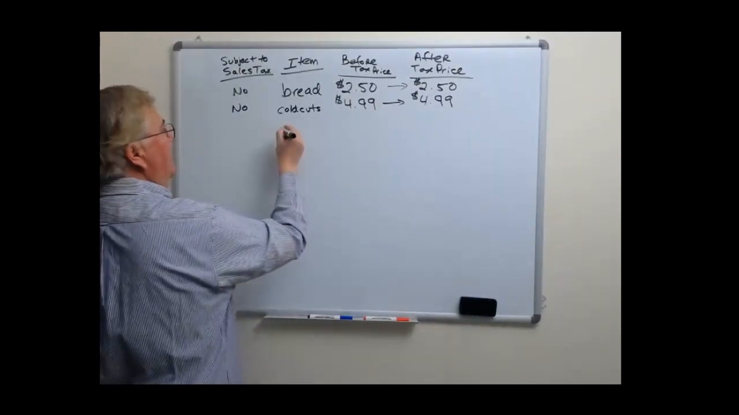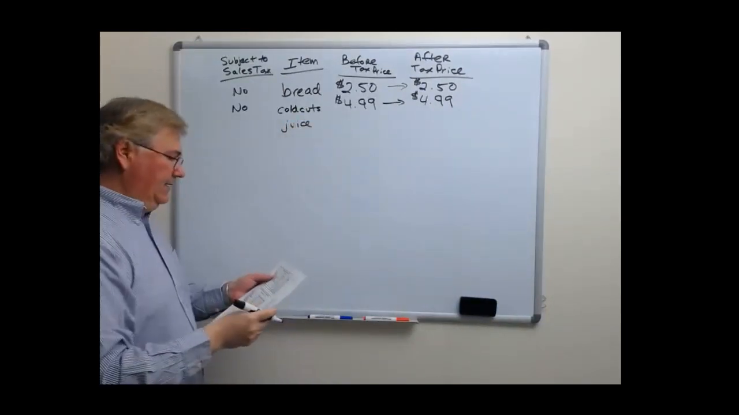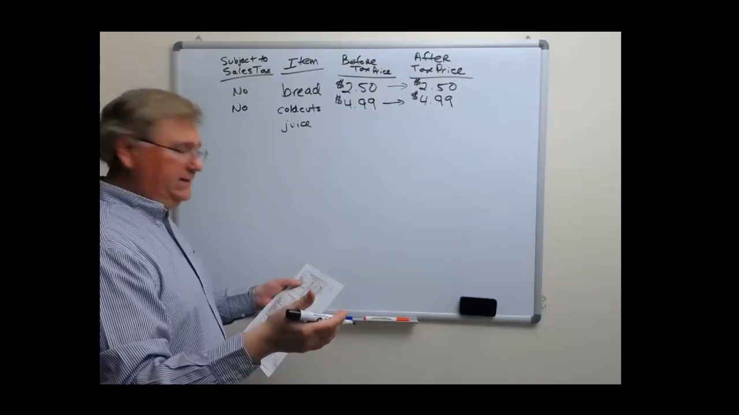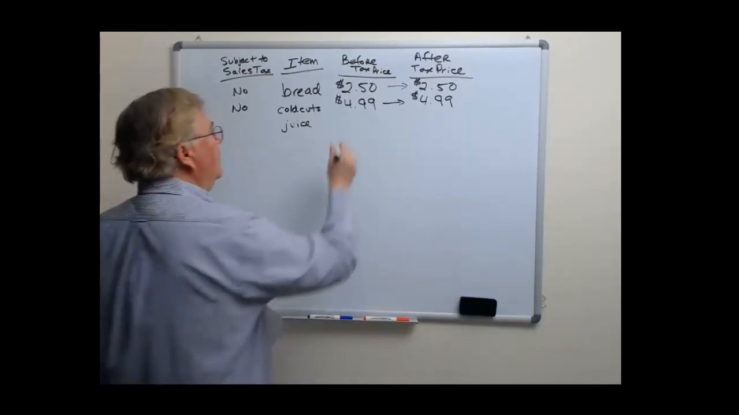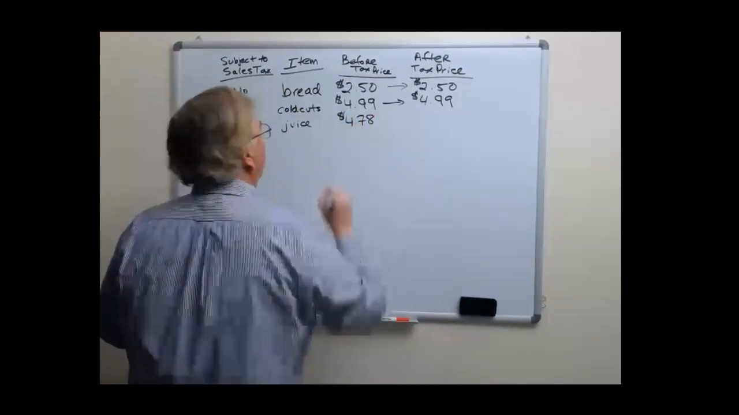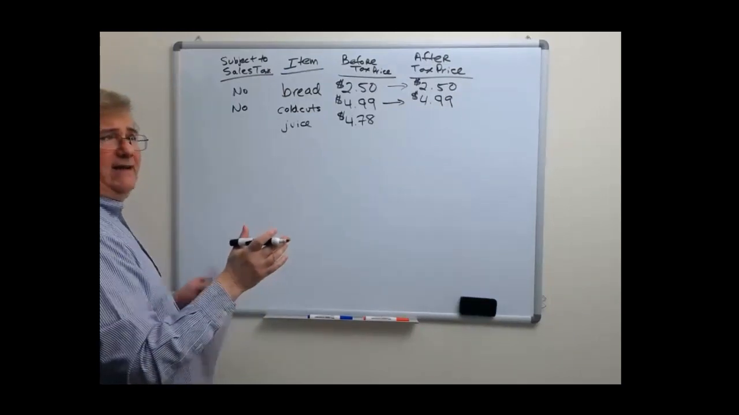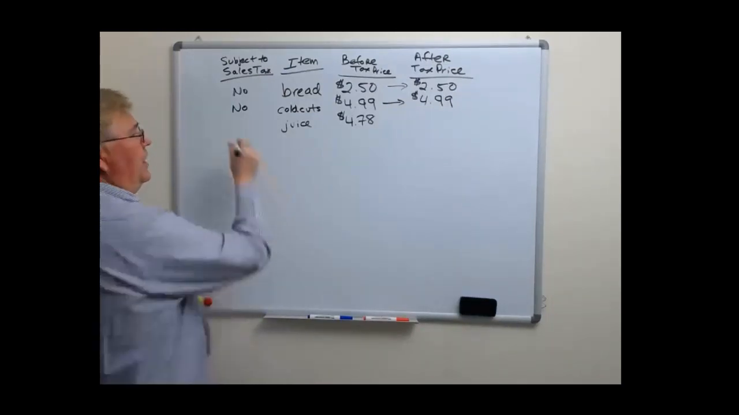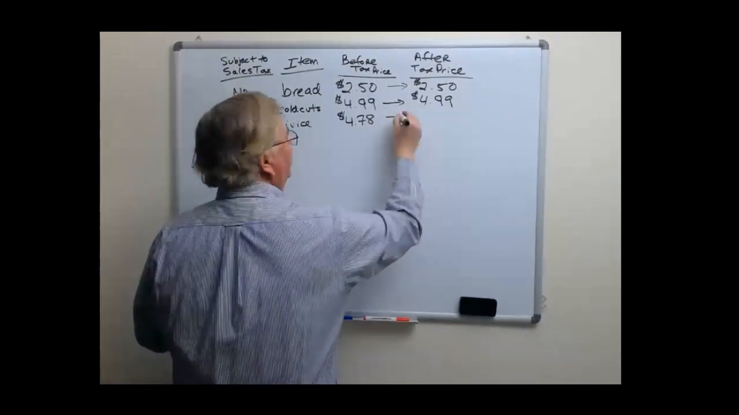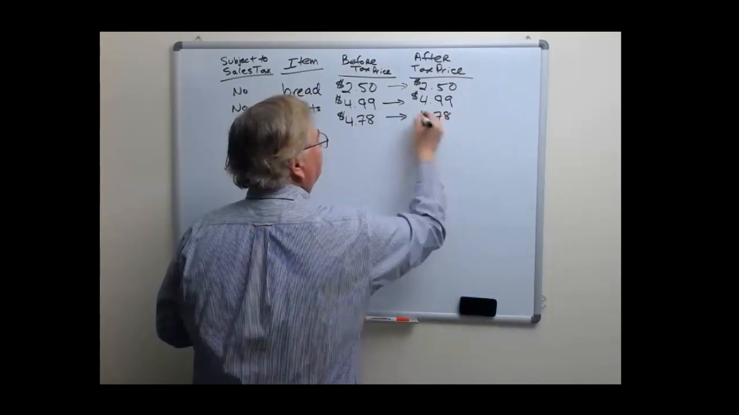Cranberry juice. I'm just going to label it as juice. And this is the greater than 16 ounce quantity. That's $4.78. And once again, we should ask, is this item subject to state sales tax? And the answer is no, it's not. And so therefore, the after-tax price is the same as the before-tax price, $4.78.